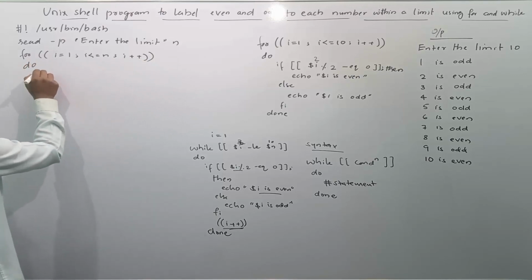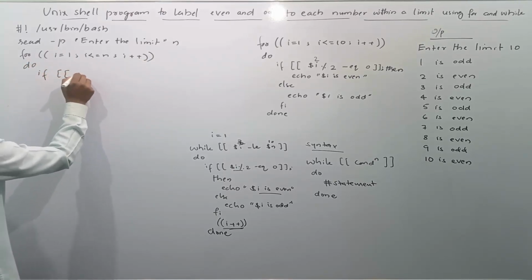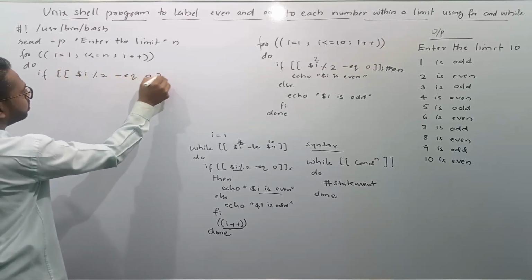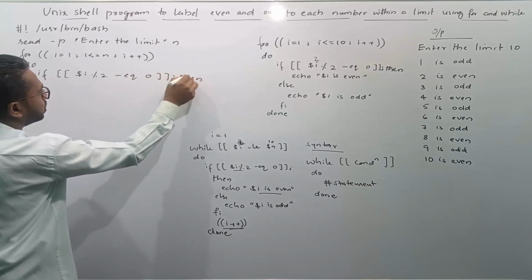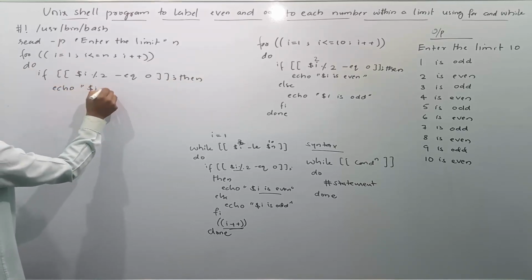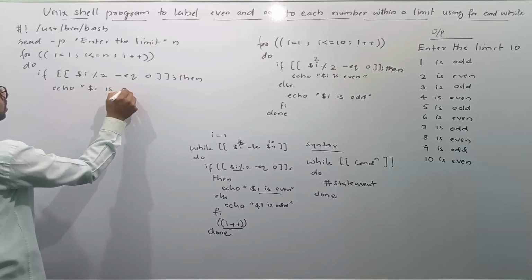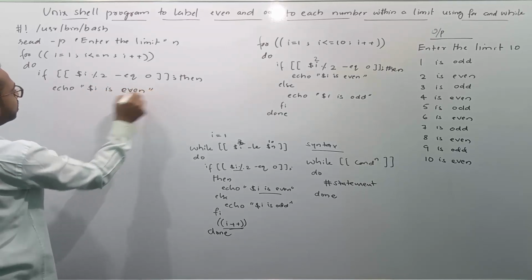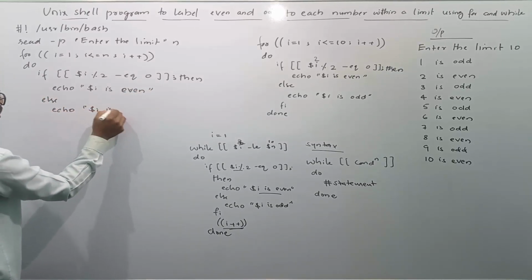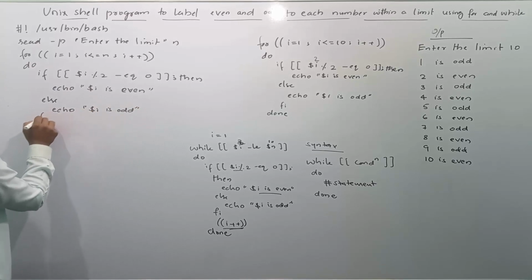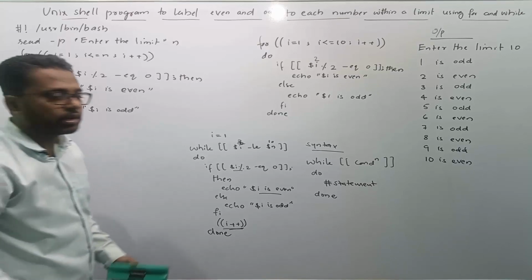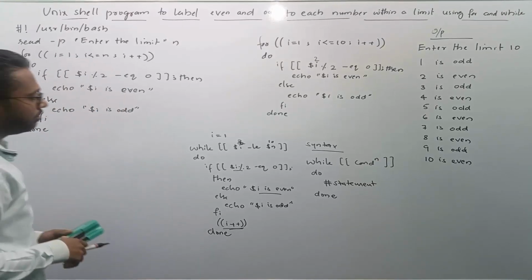then do, I need to check this condition. If dollar I mod 2 is equals to 0, then echo dollar I is even, else echo dollar I is odd, and fi. Okay, next, done.